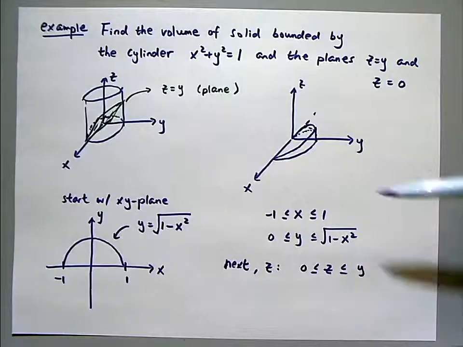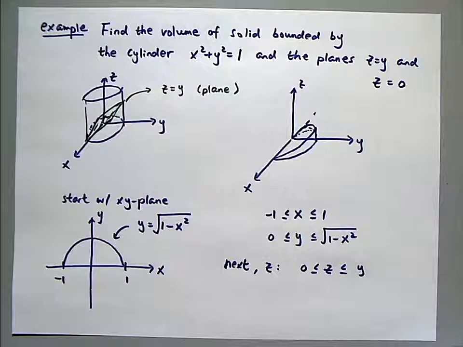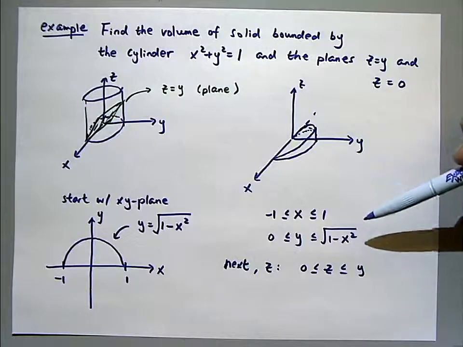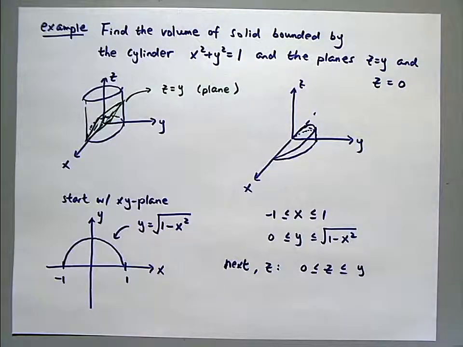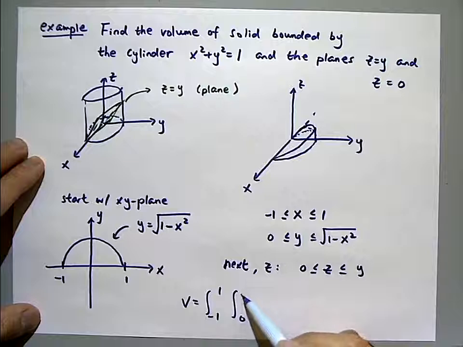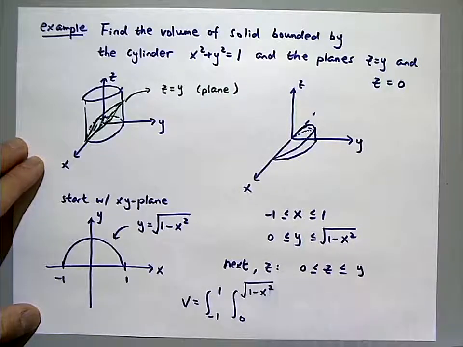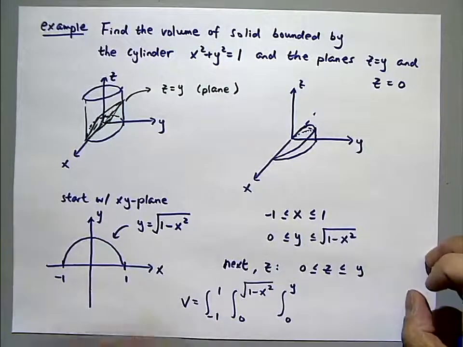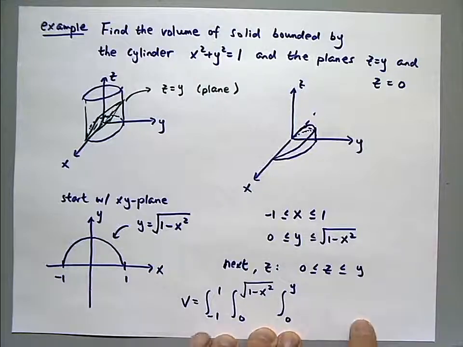And then the order here would be x on the outside, y in the middle, and z first. So we do z first, y next, and then x when we integrate. But notice that when we determine the bounds, we go in the reverse order. So the volume will be minus 1 to 1, 0 to radical 1 minus x squared, and then 0 to y. And what are we integrating when we want to find the volume? We integrate 1 times dV, and what would dV be? dz dy dx. Good.